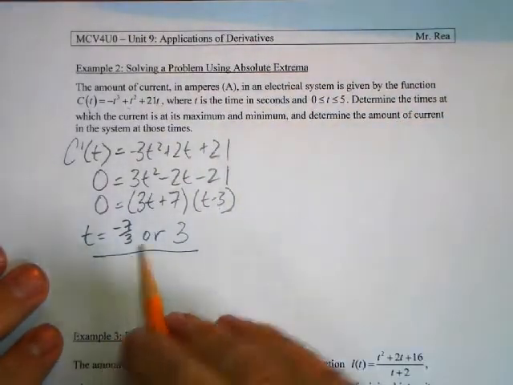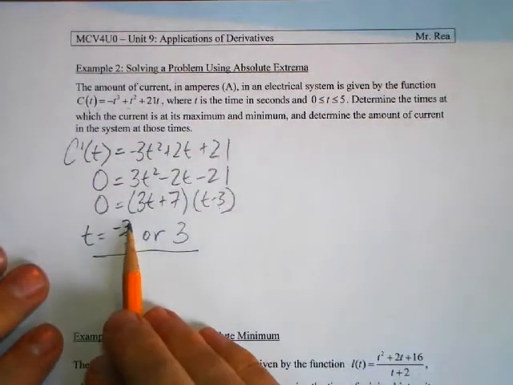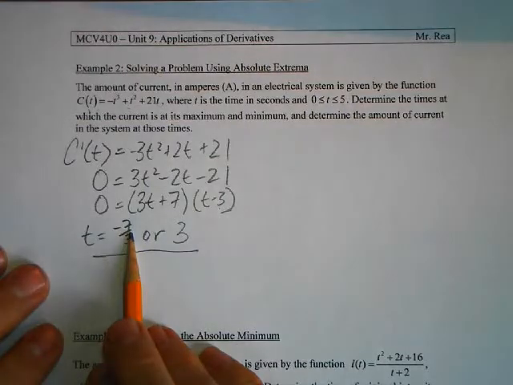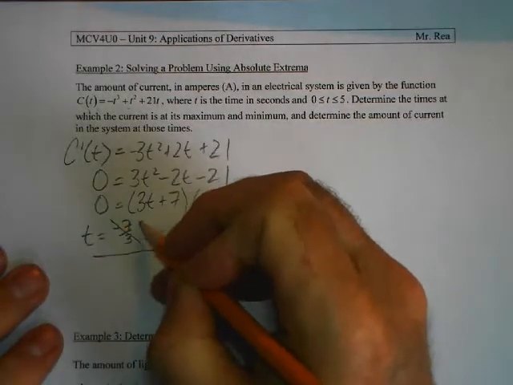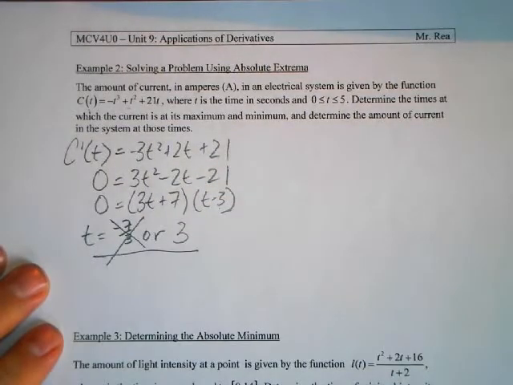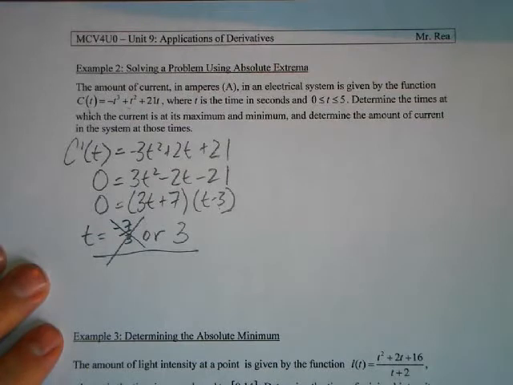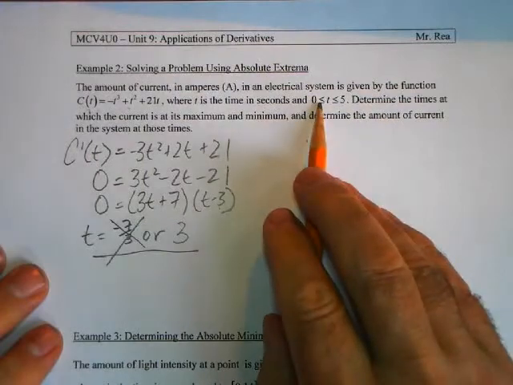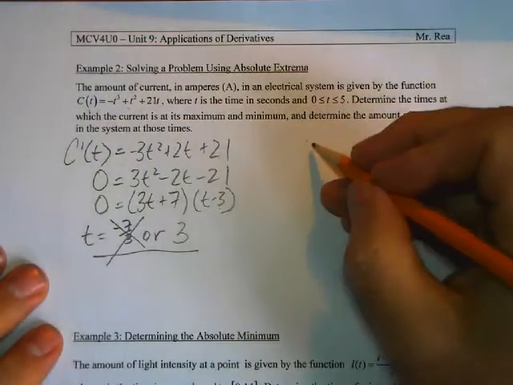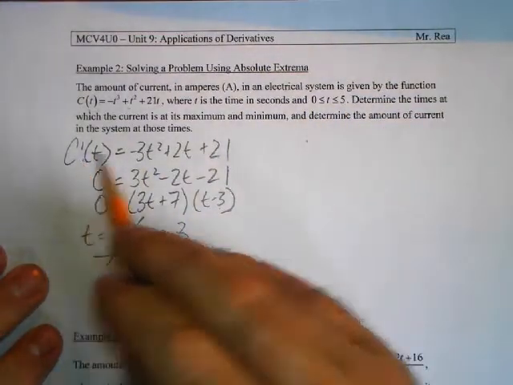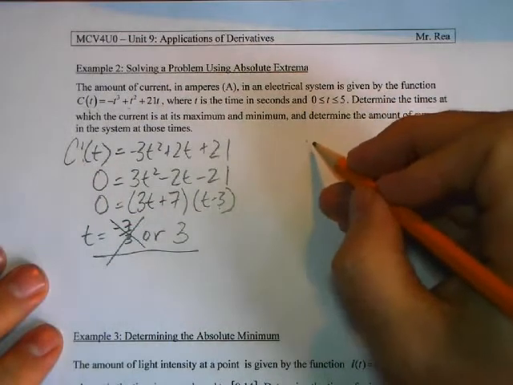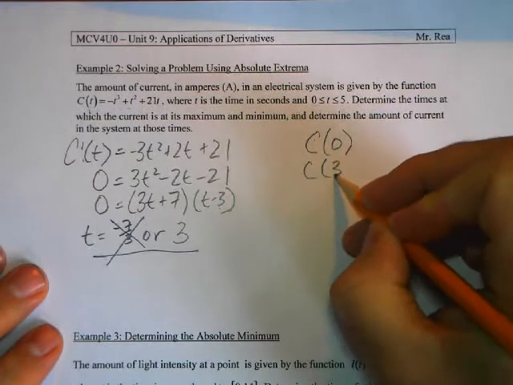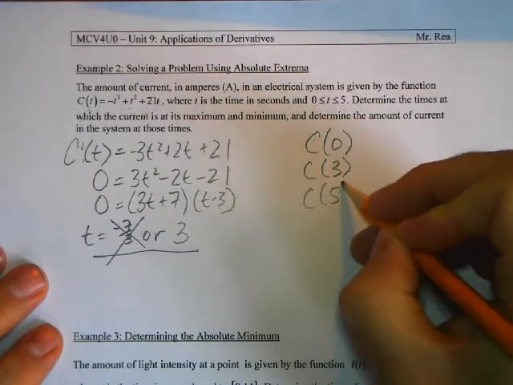Now, the first thing I noticed, well, we didn't talk about last time, we're only looking for that interval, 0 to 5 seconds. That critical value is outside that interval, so we can ignore that because we're not looking at that time, plus it's negative time anyways. So I'm looking at 0, I'm looking at 5, and I'm looking at 3. So I want to find the actual amperage, the current at C0, C3, and C5.